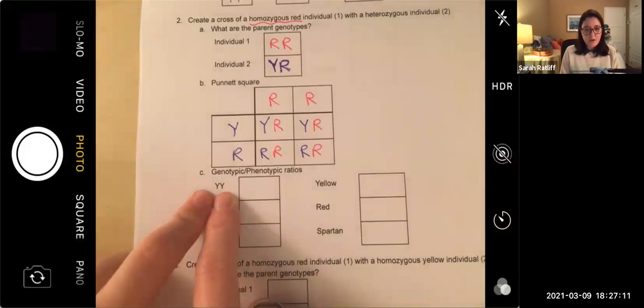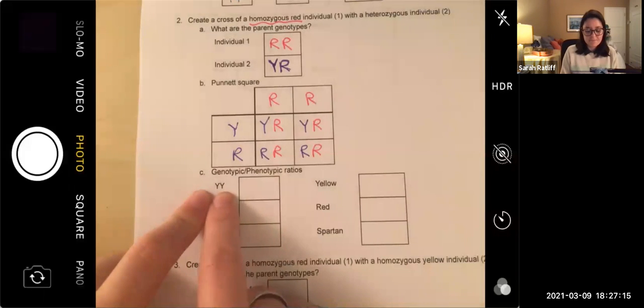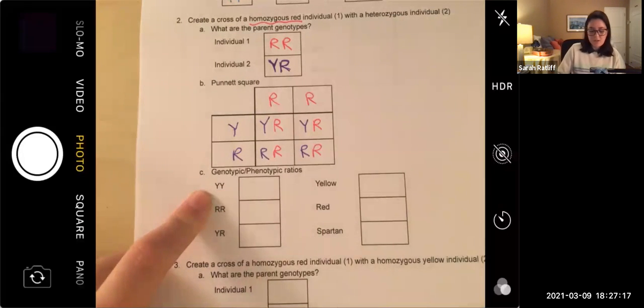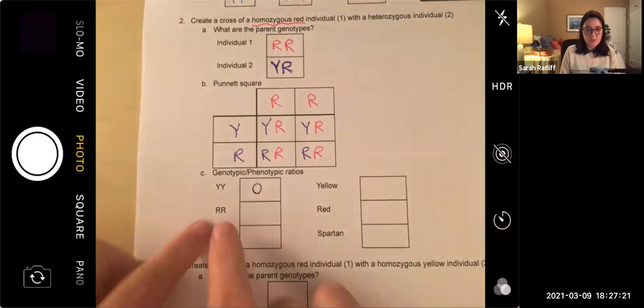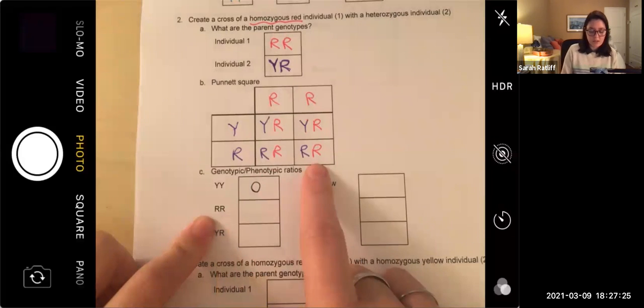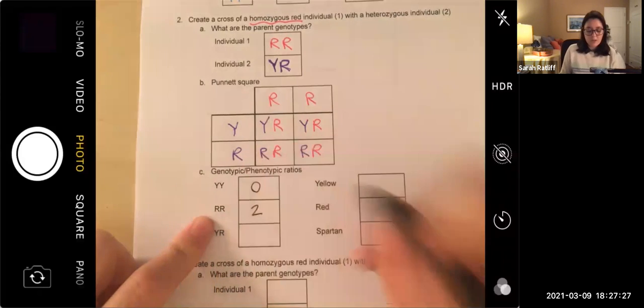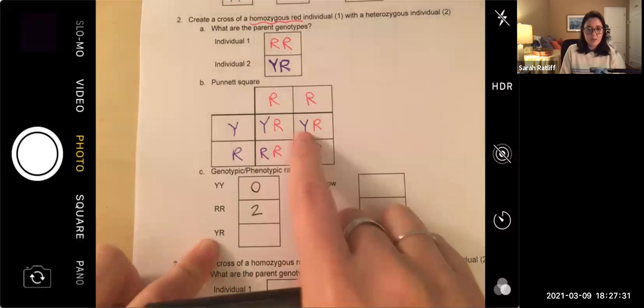How many of our offspring here are YY? Looks like none of them. So that'll be a big fat 0. How many of our individuals are RR? Looks like we got 2 of those there. And how many of our individuals are the heterozygous YR? We got 2 of them there.